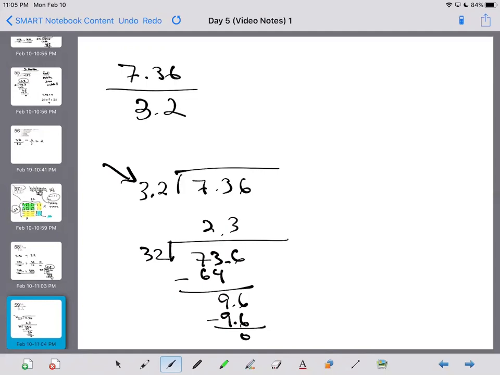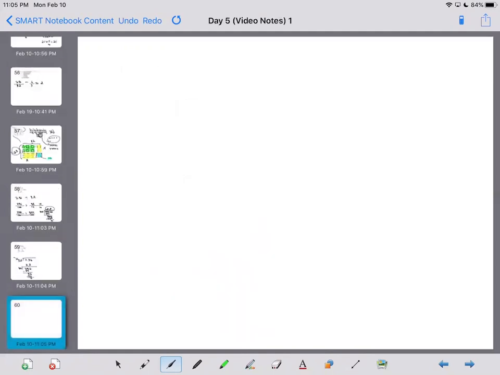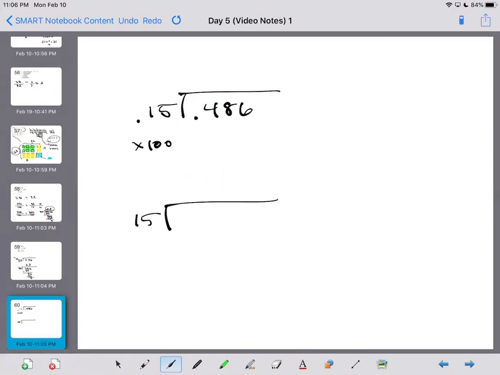So let's look at one more, just what happens if we had something like this. You're trying to see how many times 1500ths will divide this. Well, in order to make 1500ths a whole number, I've got to multiply it by 100. What I do to the divisor, I also have to do to the dividend. So that's going to make it 48 6/10. So 15 will divide 48 3 times, so that'll be 45.